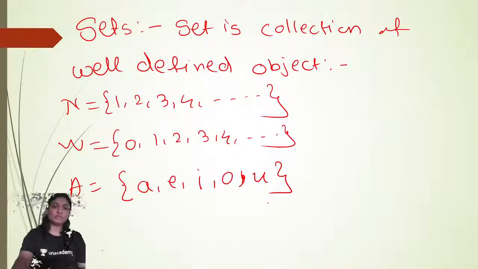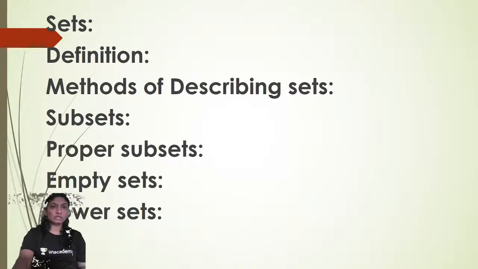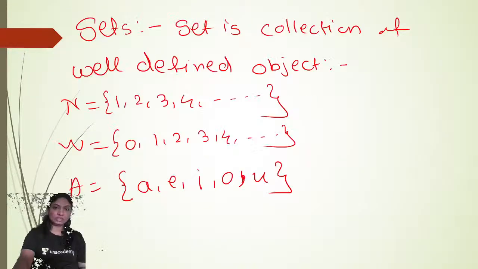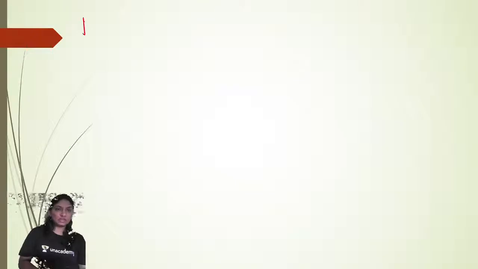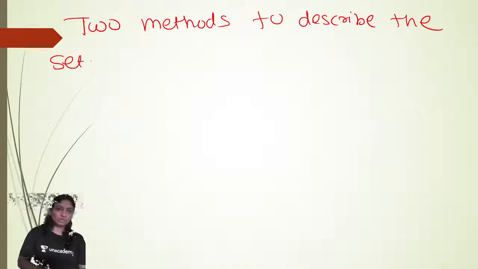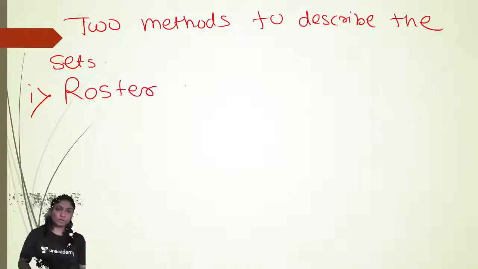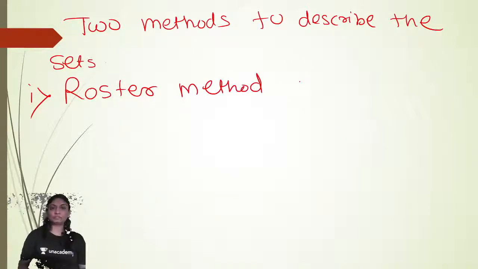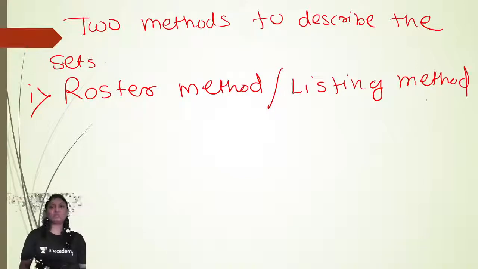Next, methods of describing sets. There are two methods actually, the methods to describe a set. The first is the roster method, also called the listing method.